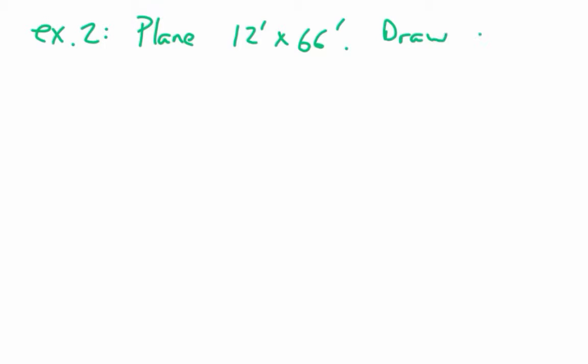And my second example, I think this is a little tougher to reason through, but that might just be how my brain's wired. I want to draw a model. So I have a plane that's 12 feet by 66 feet. Little apostrophes there for feet. I'm going to draw on an 8.5 inch by 11 inch paper. We want to make as big of a plane as we can and have it fit on the page.